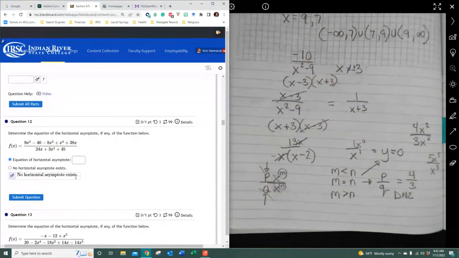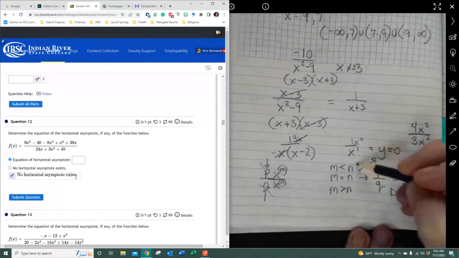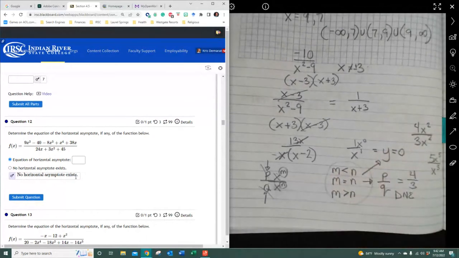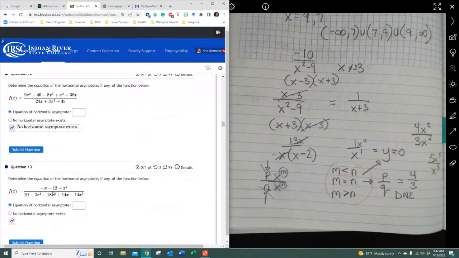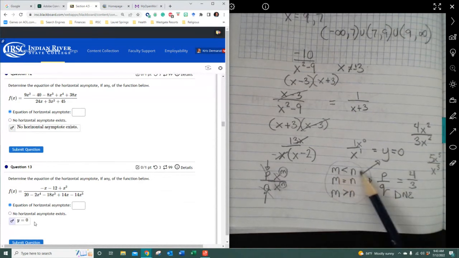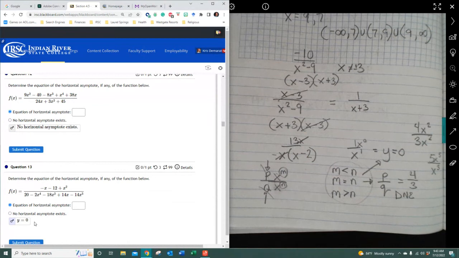All right, it's really actually an easy thing to do once you understand all this, and you remember it. It's not hard to get. So we look at this. We see that this is x to the 2nd. This is x to the 4th. This is less than this, so it's going to be y equals 0. So anytime that the m is less than n, then y equals 0.